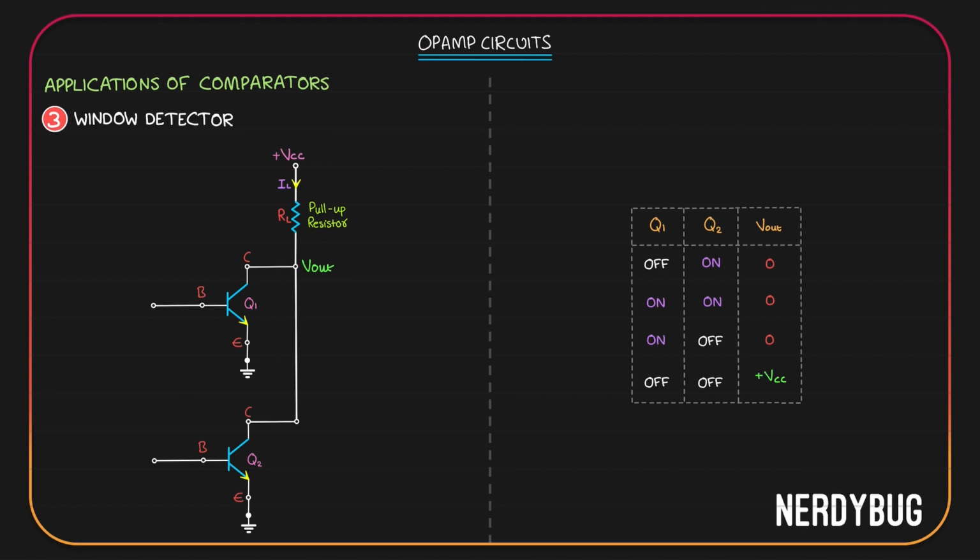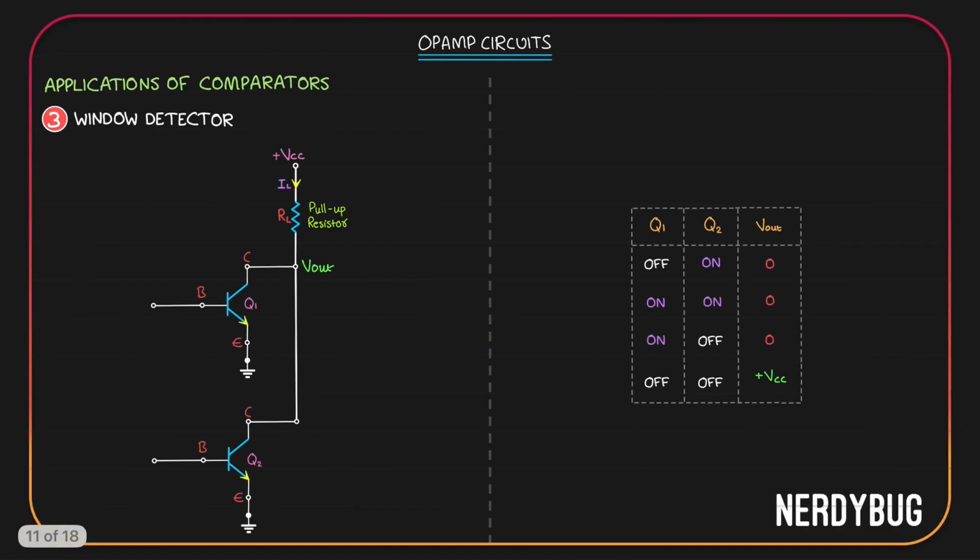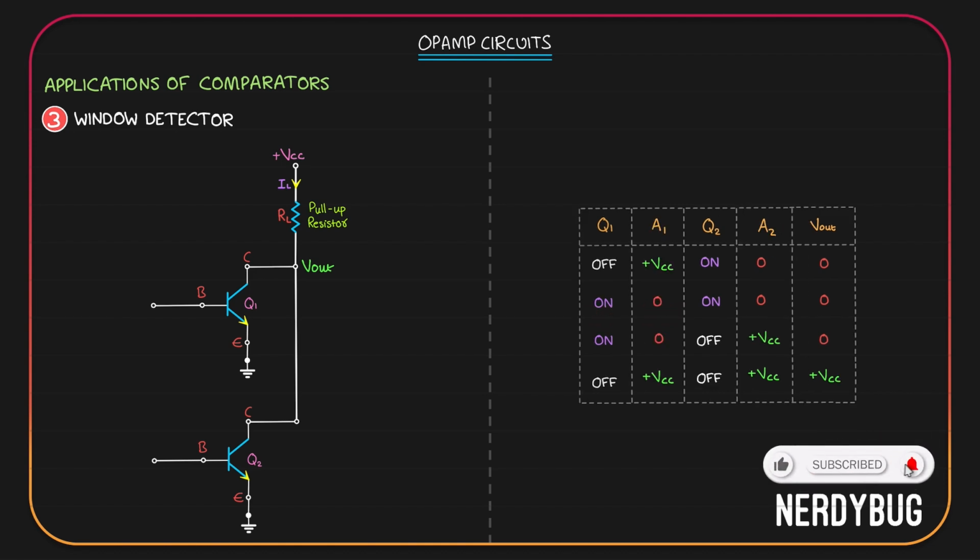To make this more clear, let us go back and see this relation. When transistor is on, output will be 0. When transistor is off, output will be VCC. That means when Q1 is off, op-amp A1 will have an output plus VCC. And when it is on, op-amp A1 will have an output 0. Let's add two more columns to show the outputs of A1 and A2.